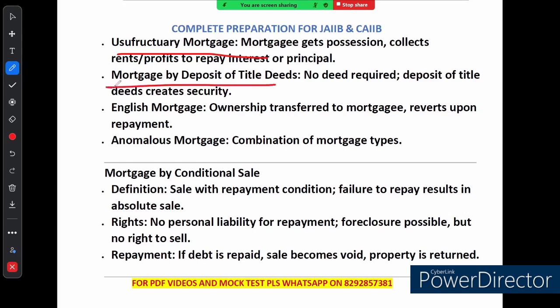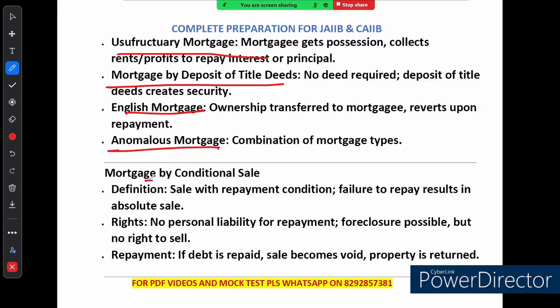Next is mortgage by deposit of title deed. You don't need to sign any deed, you just deposit the property title document with the bank, that creates security for the loan. The next is English mortgage. In English mortgage, the bank takes ownership of the property. While you repay the loan, the ownership returns to you when you repay the loan. Next is anomalous mortgage. This is a mix of different types of mortgage and does not fit neatly into one category.